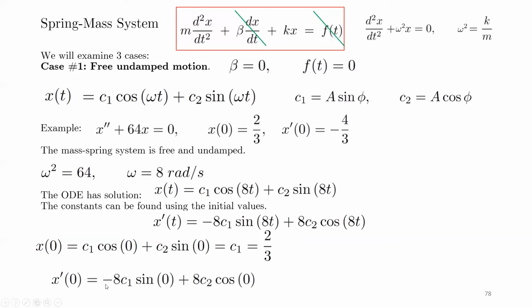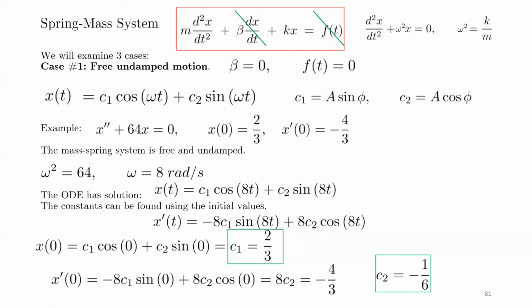I can look at my initial condition on the velocity, so x prime. I can sub in when t equals 0 there. Well, this first term is 0. The second term is just 8 times C2. And that has to equal my initial condition on the velocity, which is negative 4/3. So if I divide through by 8 there, I get quite simply that C2 equals minus 1/6, C1 equals 2/3.